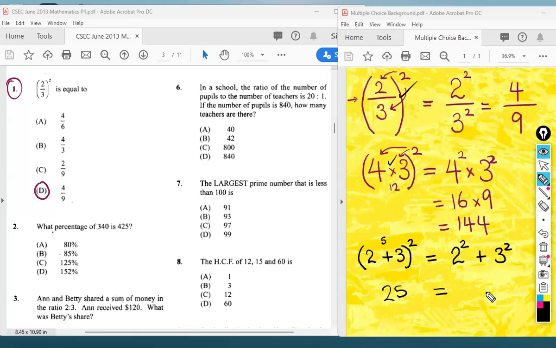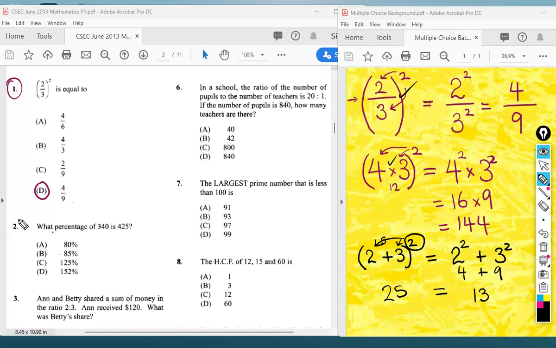Would we get the same answer if we do it the other way? 2 squared is 4. 3 squared is 9. 4 plus 9 is 13. It's not 25. Okay? So it's not okay to use this rule where you have a power outside the brackets. It's not okay to apply the power to everyone inside the brackets if it's addition or subtraction. It only works for multiplication and division. So remember that for your exams, okay? Because the examiner could try to trick you using that piece of theory.